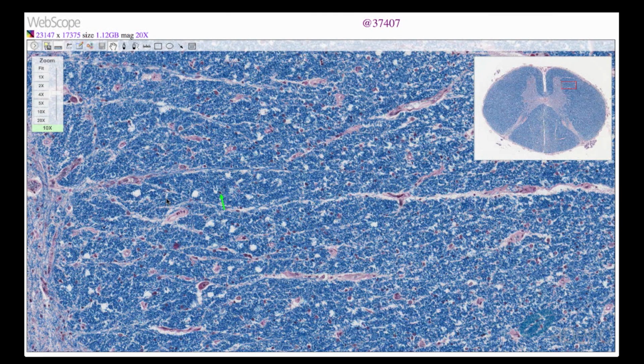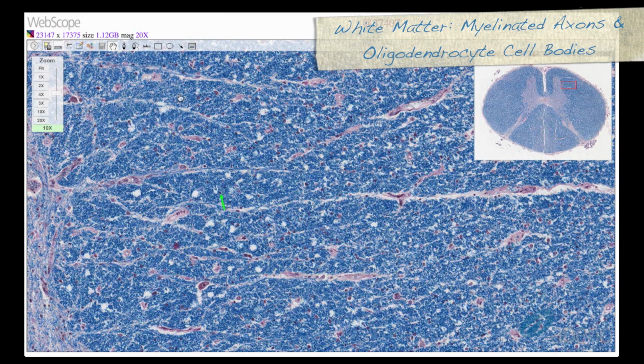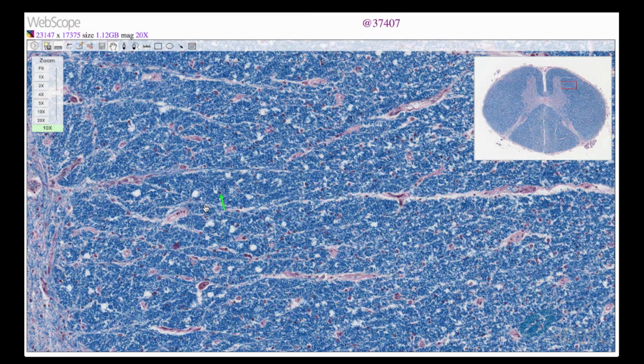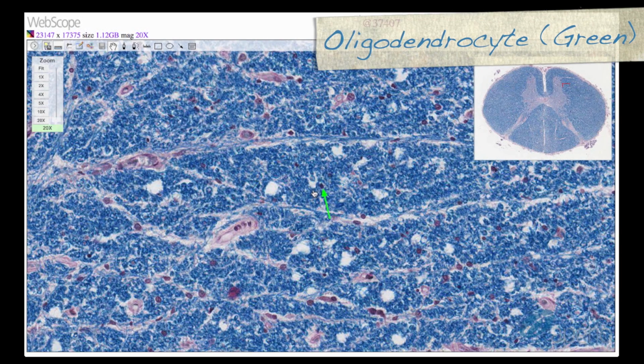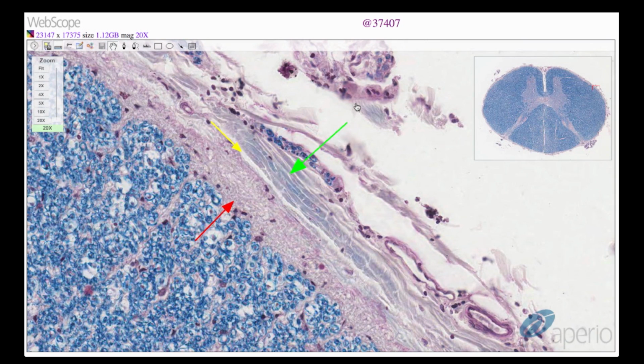We have now moved to a different section of the slide to examine the white matter of the spinal cord. The white matter of the spinal cord is peripherally located and it does not contain nerve cell bodies. The white matter is primarily comprised of myelinated axons and the cell bodies of oligodendrocytes. The white matter can be seen here at the pointer. Zooming into the 20x objective, an oligodendrocyte can be seen at the green arrow, with its myelin sheath surrounding a nearby axon.